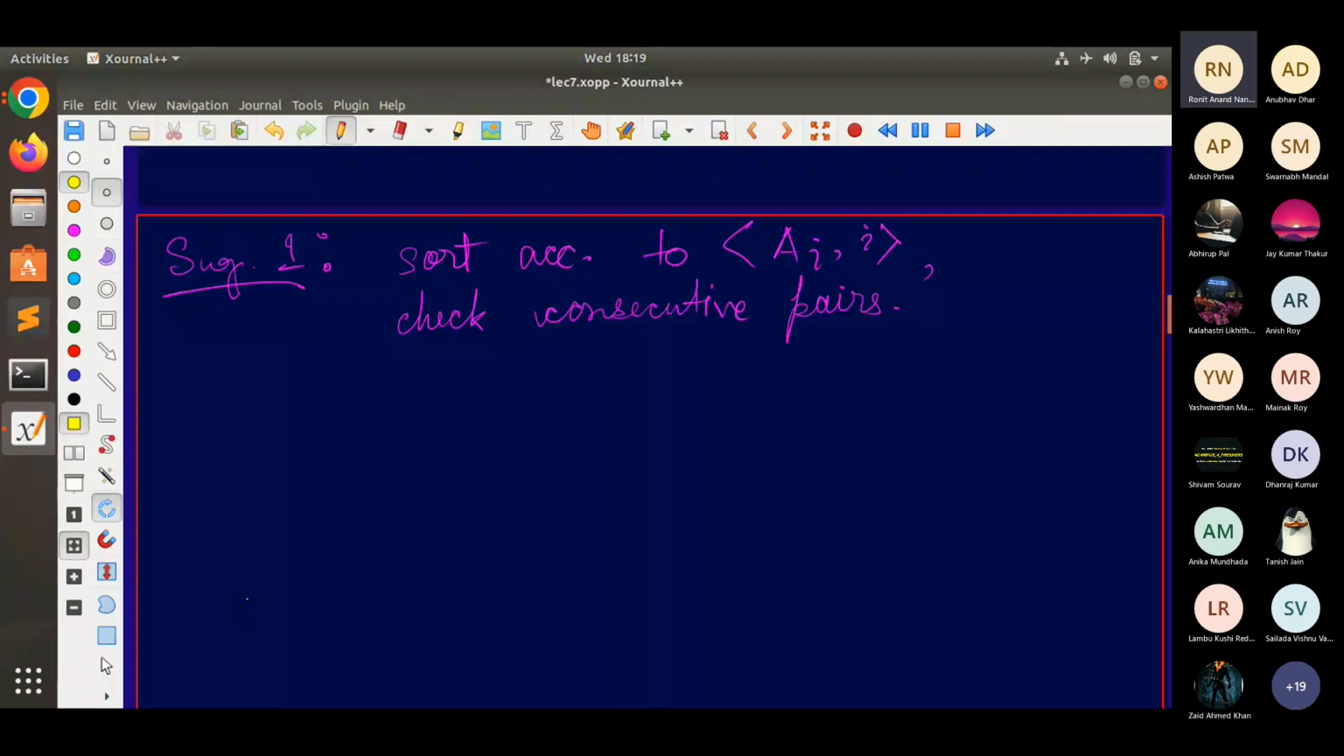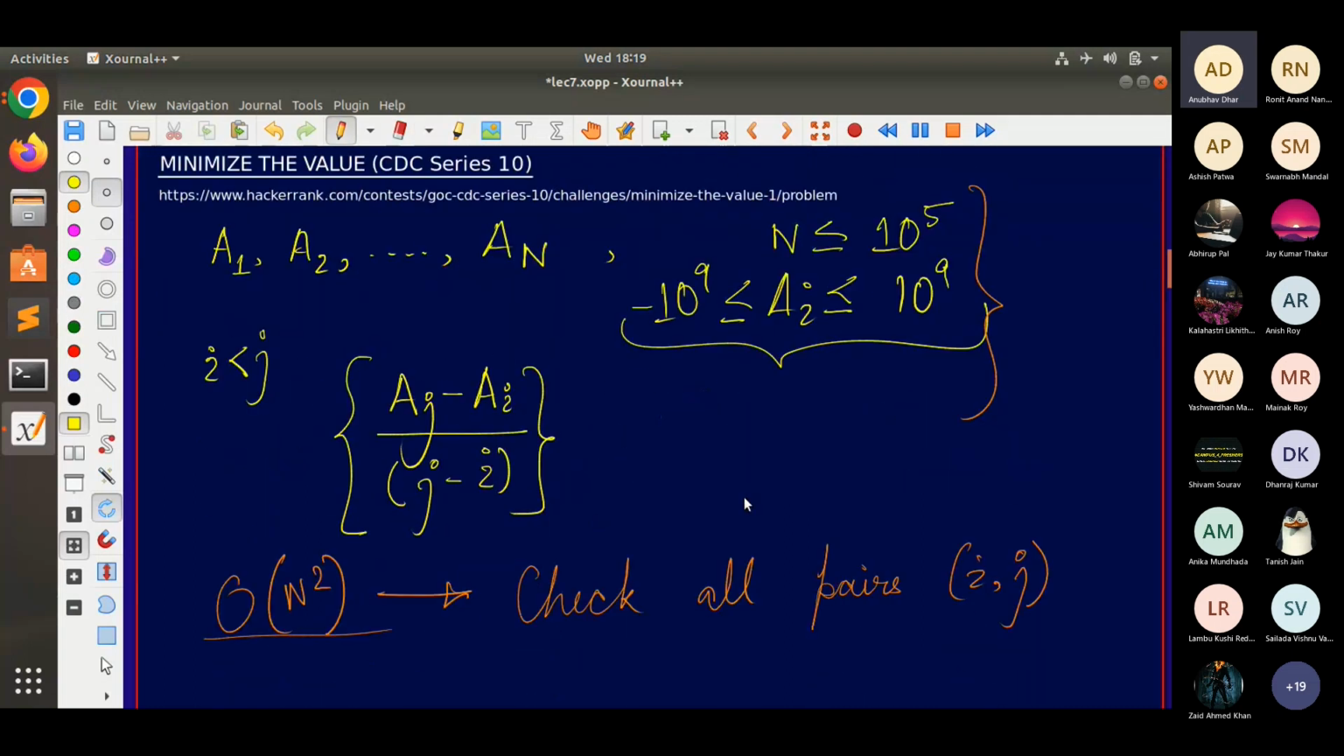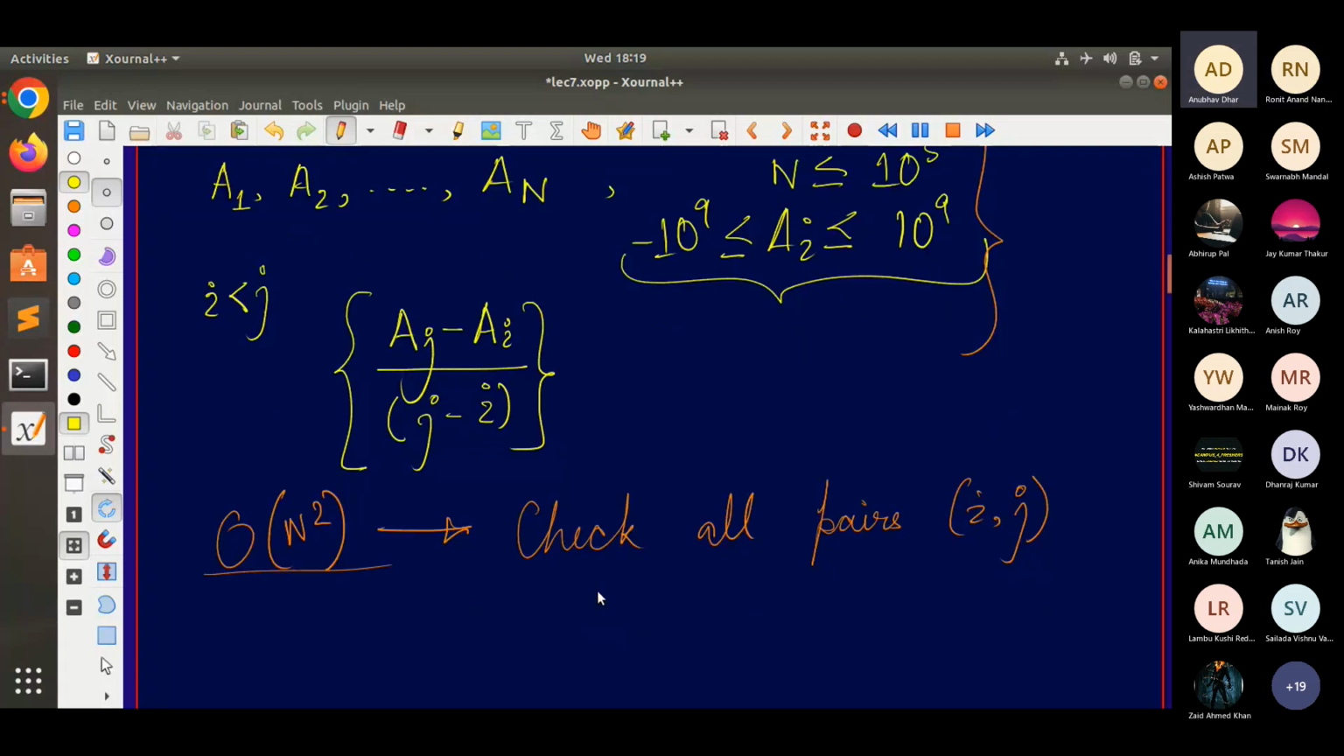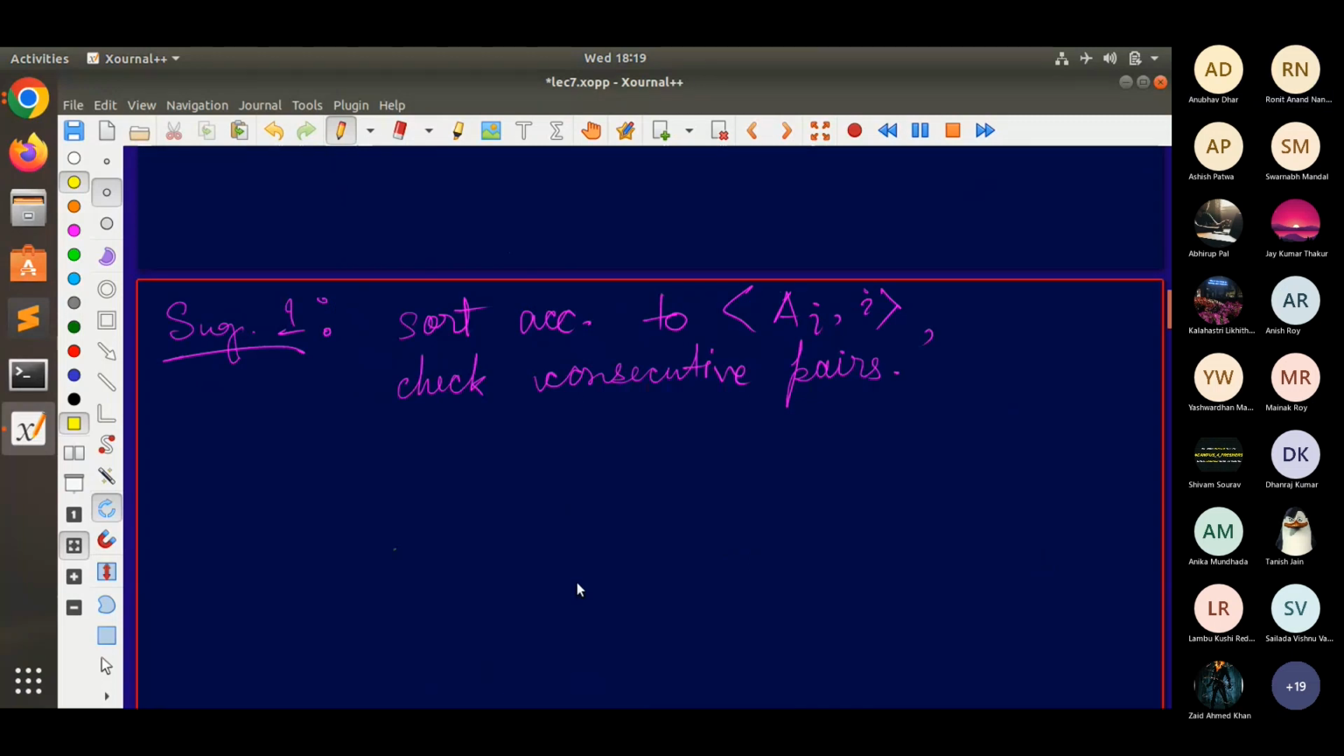So if we are sorting according to the values of ai, oh no, ai was negative as well, right? It was not only positive. Yeah, that can be taken care of. If you want ai to be positive, you can just add 10 to the power 9 or 2 into 10 to the power 9 to every integer, and you will get positives, and the difference will remain the same. That's not an issue. But yeah, do you have a proof of that? Just a minute, I'll think again.